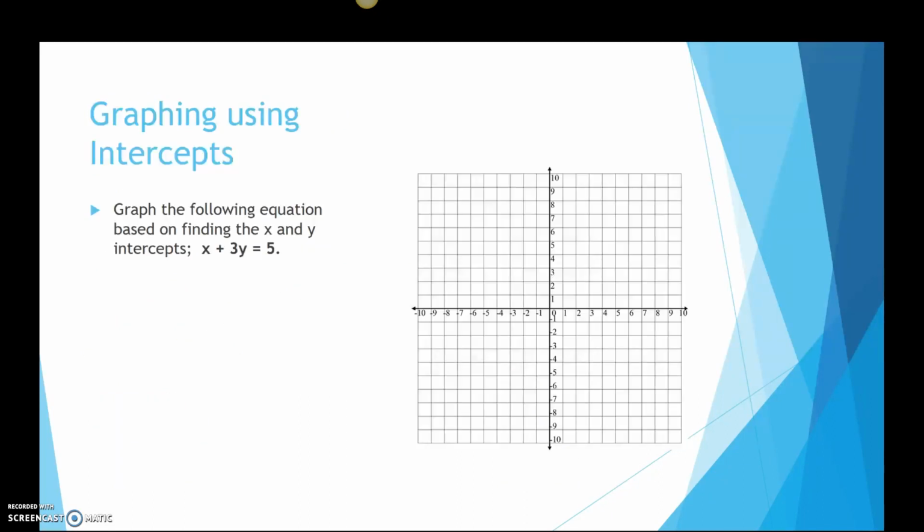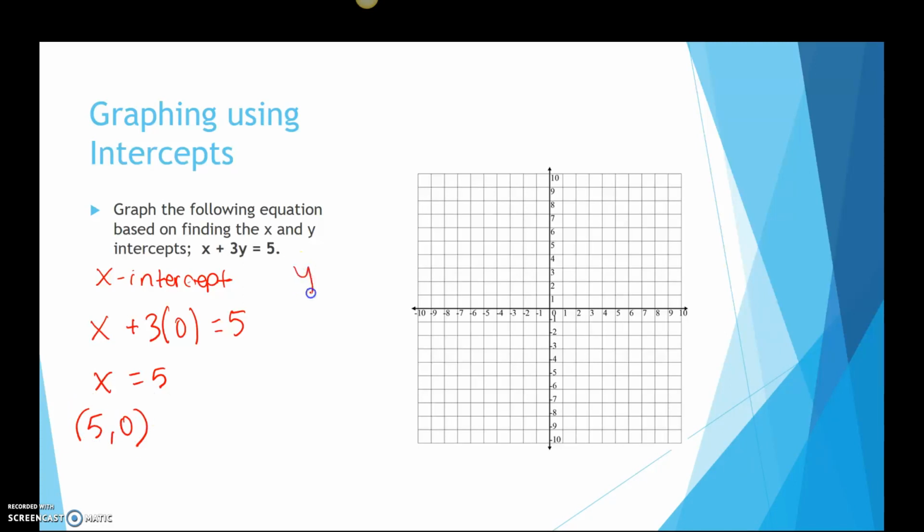Similarly, we are going to be finding the intercepts here, but we're also going to be graphing once we find our intercepts. It says graph the following equation based on finding the x and y intercepts. Here's my equation. We have x plus 3y equals 5. So let's find my x-intercept first. It doesn't matter if you find your x or your y first. If I'm finding my x-intercept first, I'm going to plug in 0 for y. So that's x plus 3 times 0 equals 5. 3 times 0 is 0. So x is going to equal 5. So that would be 5, 0.